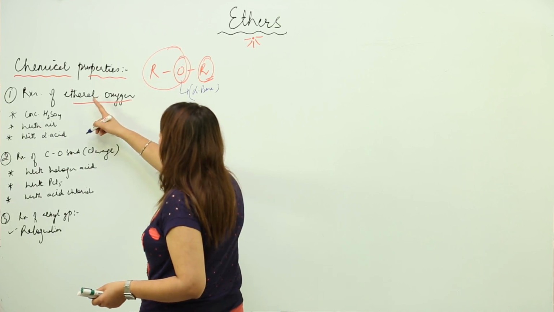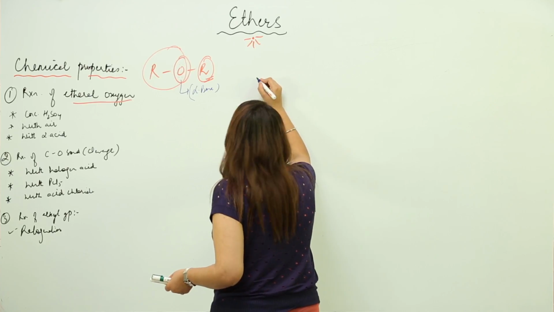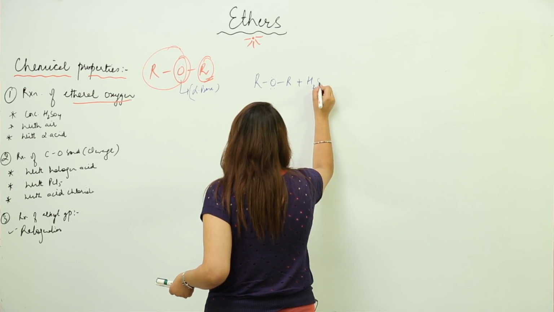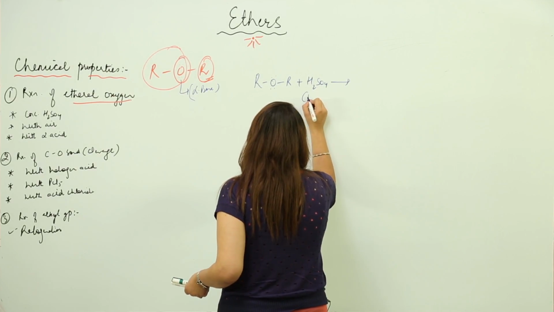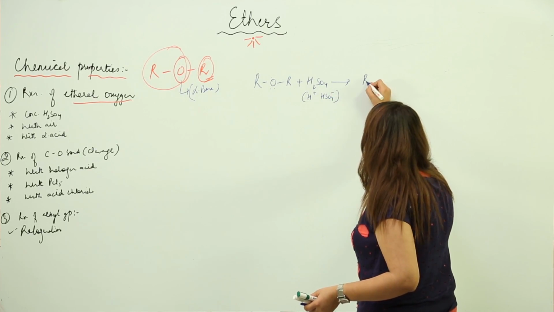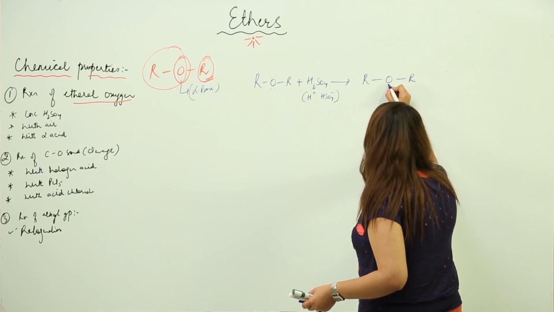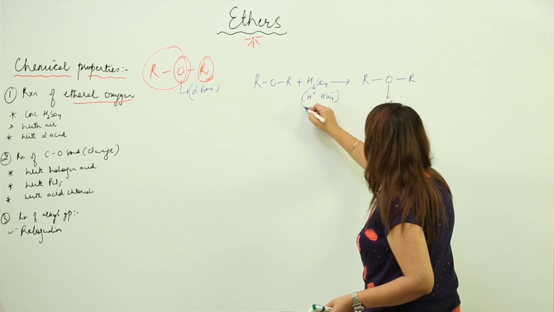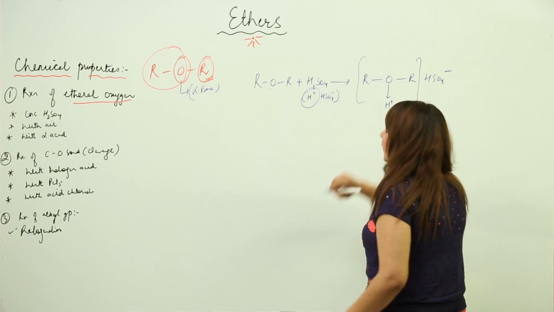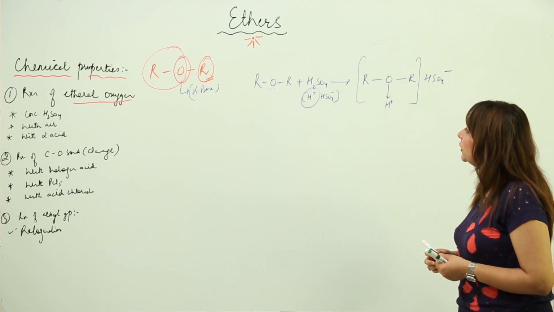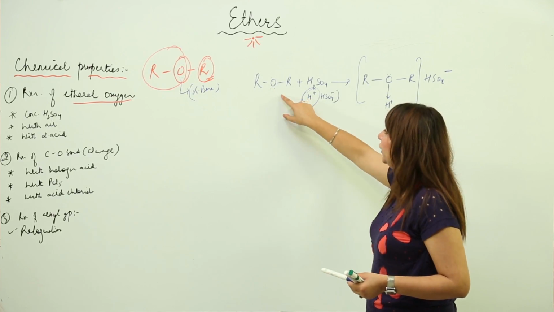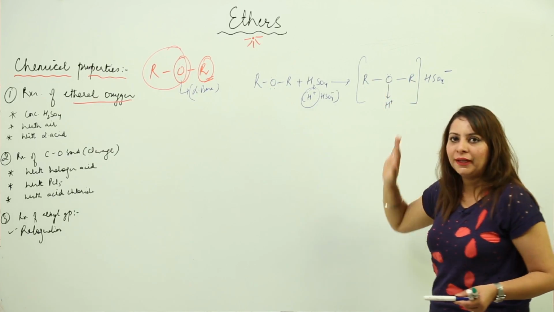So the first one is the reaction of ethereal oxygen with concentrated sulfuric acid. Suppose I have this ether and I have concentrated sulfuric acid. We know that the acid is formed of H positive and HSO4 negative ion. So the lone pair is donated to this hydrogen ion, and it forms a compound like this, that is an intermediate. You can see that ethereal oxygen with its lone pair is forming a coordinate bond with this H ion, and it forms a complex like this.